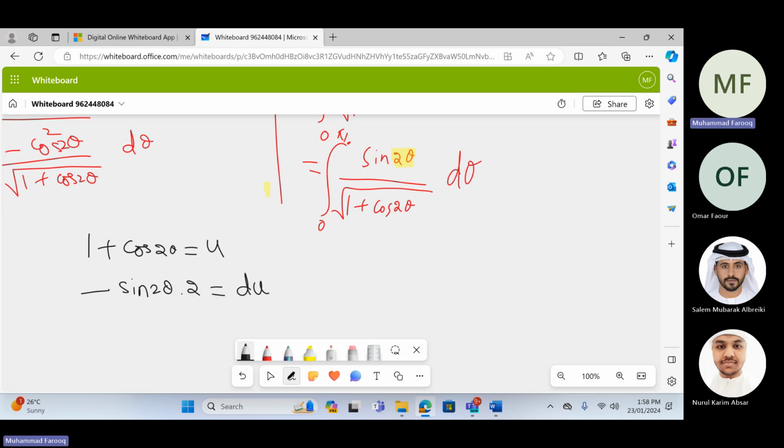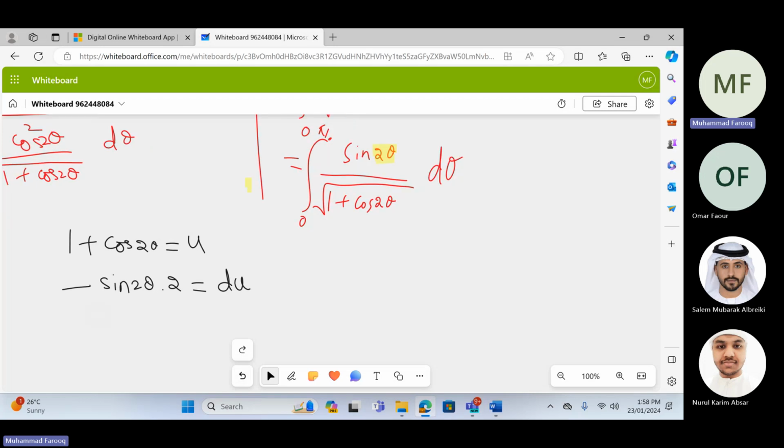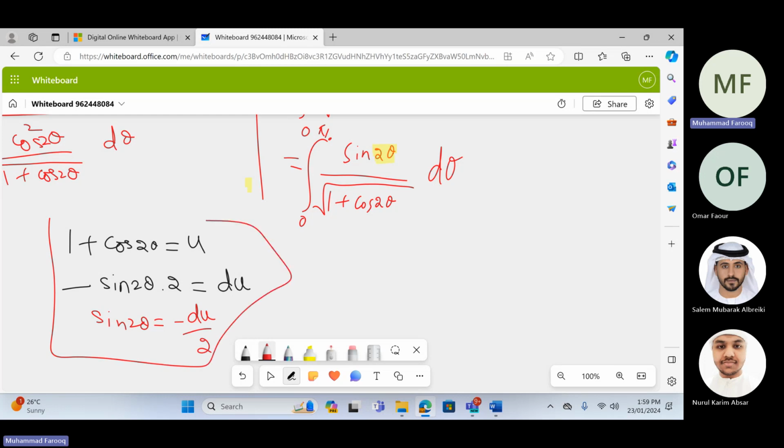Now we don't need this 2. So divide by negative 2. We have sine 2 theta d theta is equal to negative du divided by 2. So this is your substitution part, please. And now we can substitute here.